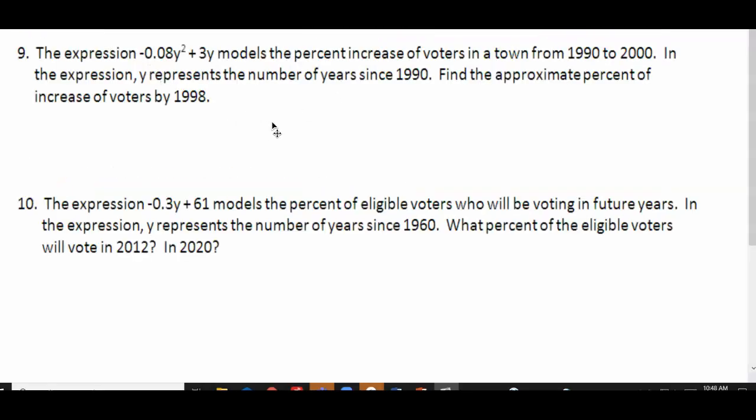The last thing we're going to look at is, again, just being able to understand word problems. So it says we have the expression negative 0.08 y squared plus 3y modeling the percent of voters in a town. In the expression, the year 1990 represents the 0 year.